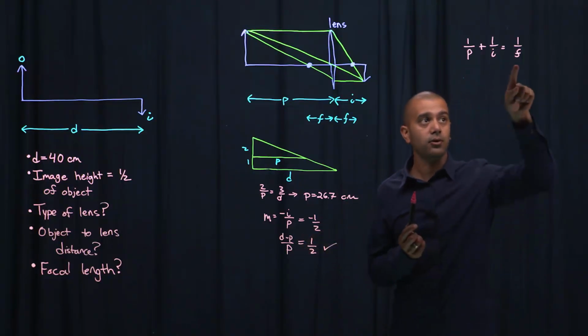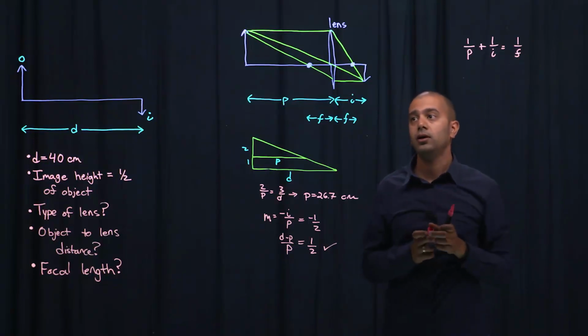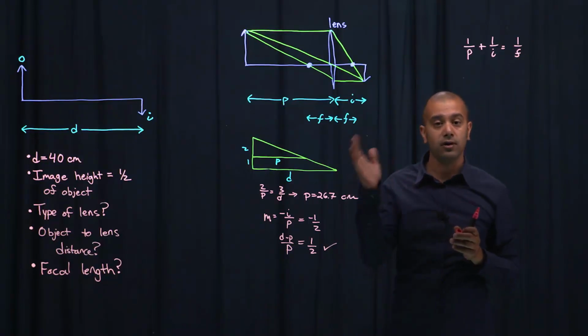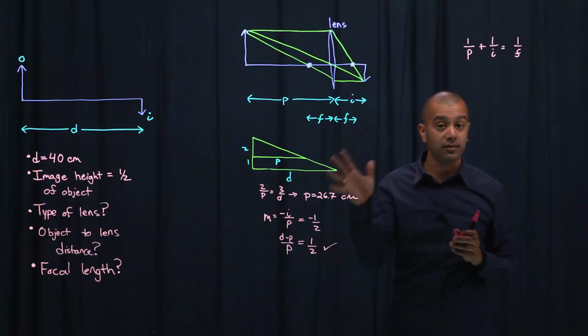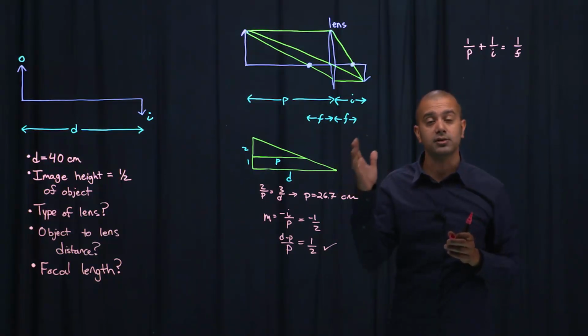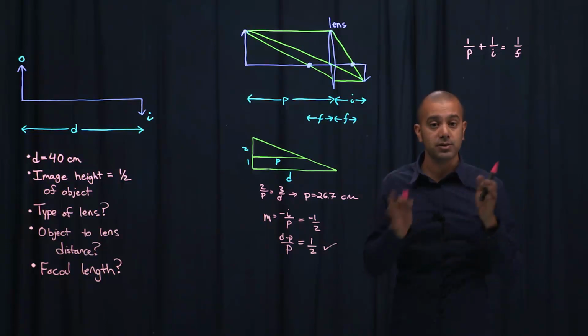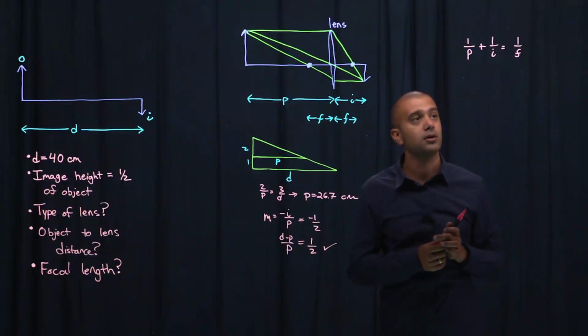Let's first look at the focal length. That one is straightforward. Whenever you have a convergent lens, the focal length is positive by definition, and whenever you have a divergent lens, the focal length is negative by definition. This case is positive for us because we've got a convergent lens.